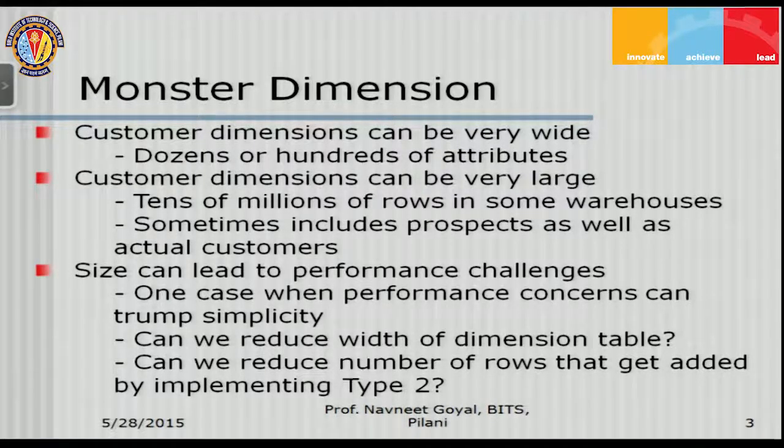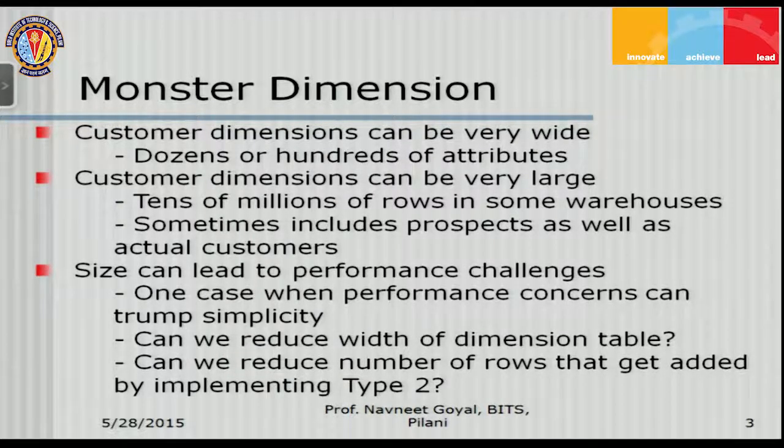For example, the customer dimension can be very wide, and dozens or hundreds of attributes are very common. Customer dimensions can also be very large, both wide and deep, with tens of millions of rows in some warehouses, and sometimes they include prospects as well as actual customers. So prospective customers are also added to this list. And size can lead to performance challenges. This is one case when performance concerns can trump simplicity.